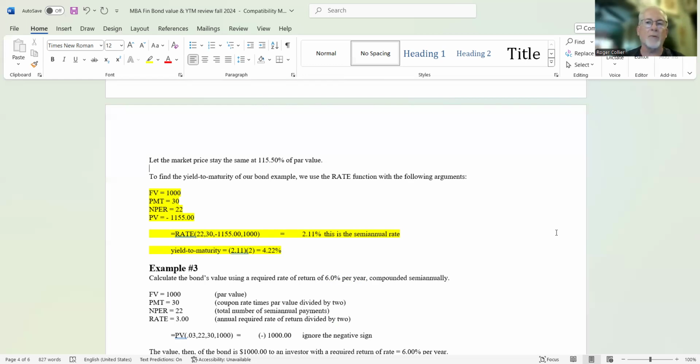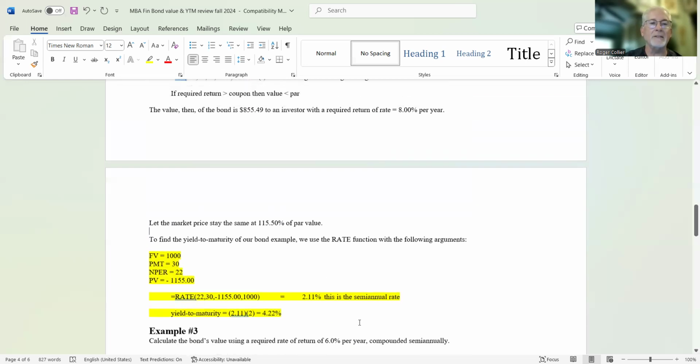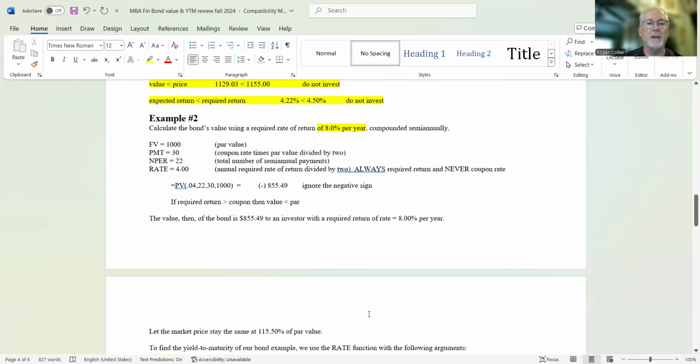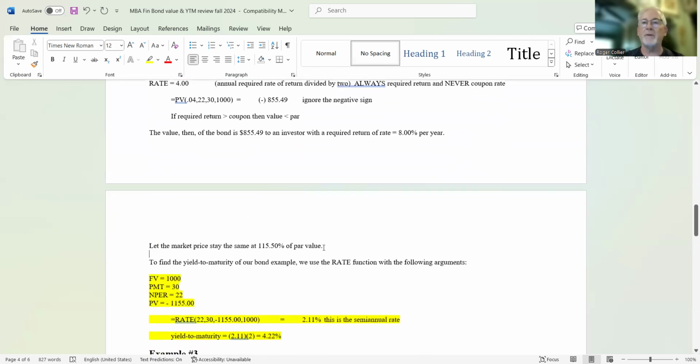Every time the required rate of return changes, the value changes because that's an individual thing. But as long as the price stays the same, the yield to maturity or expected return stays the same because that's based on price. Right. In this example, the price is 115.5% of par, still selling at a premium because the price is greater than 100%.